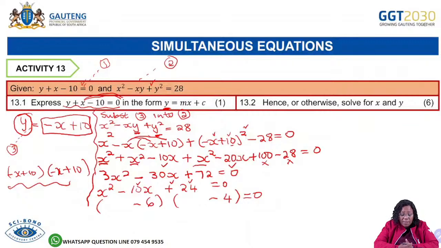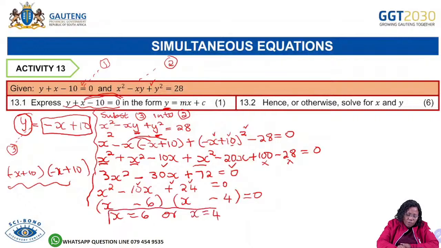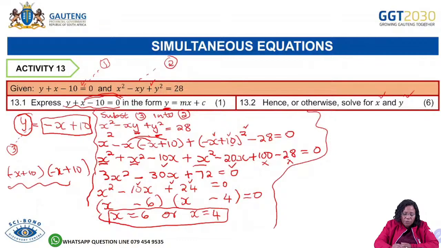When you multiply them, they give you positive 24. Therefore, these are the correct factors. Then x will be equal to 6 or x equals 4. These are the x values, grade 12. But remember, we are solving for x and y simultaneously. Up to this far, we have just solved for x. We need to solve for y.